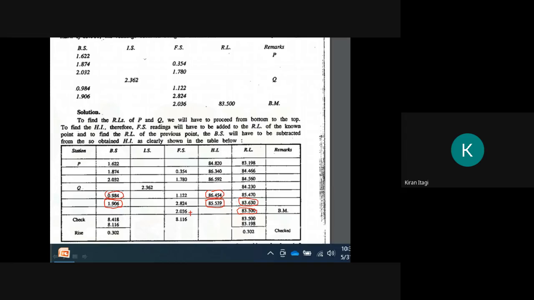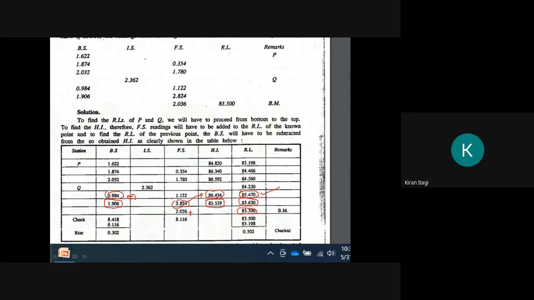How will we determine the height of the instrument? This RL, that is 83.630, add this one, 2.824, so you will get the height of the instrument. So we are going in a reverse order. Once you get this, we subtract the back side, so we will get the RL of that point. Okay, so up to this point we have completed.